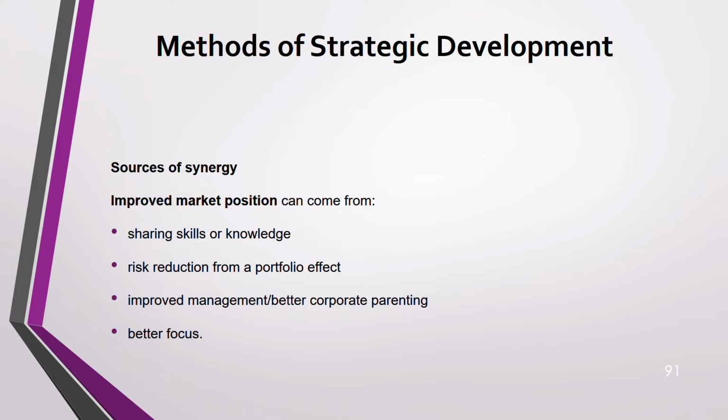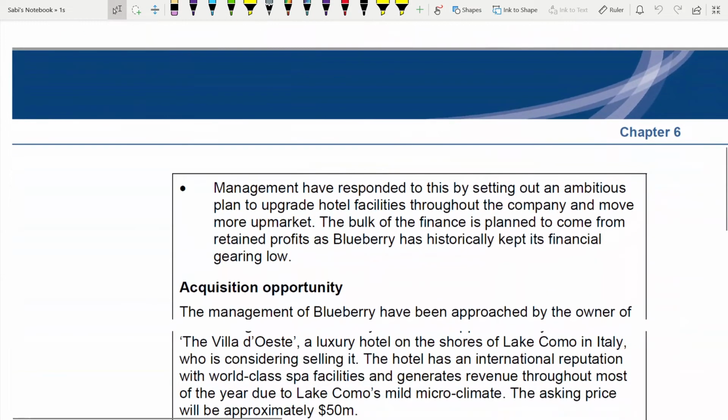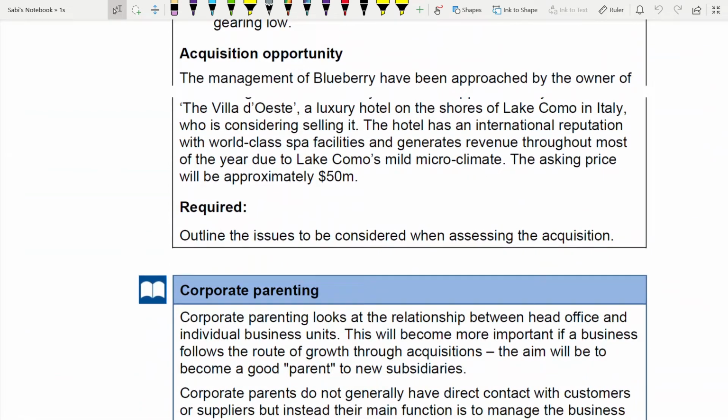Now, before going to corporate parenting, let us do Test Your Understanding One. This question is regarding acquisition. First, we'll see what the requirement is, as this is always the first thing one needs to do in the actual SBL exam. You first need to read your requirements before you read the case study. So: outline the issues to be considered when assessing the acquisition. How do you answer this question? It looks like a very open-ended question. Which model to use? How to answer this question?